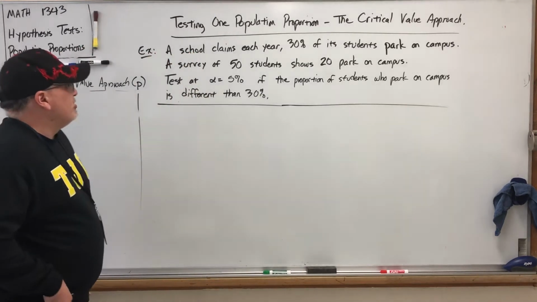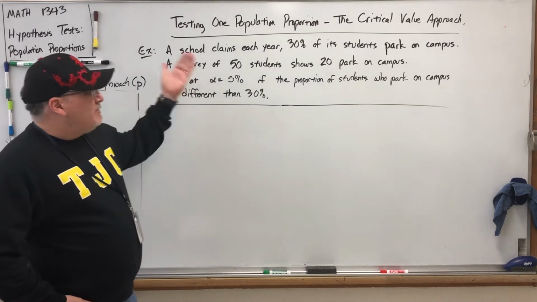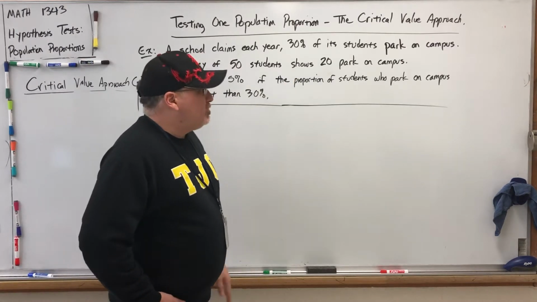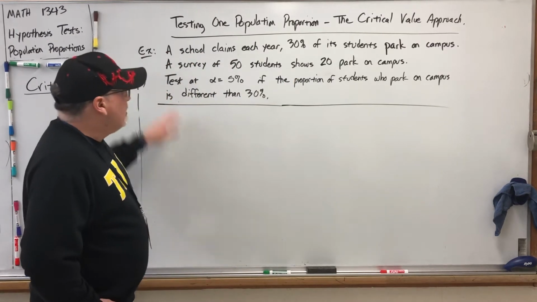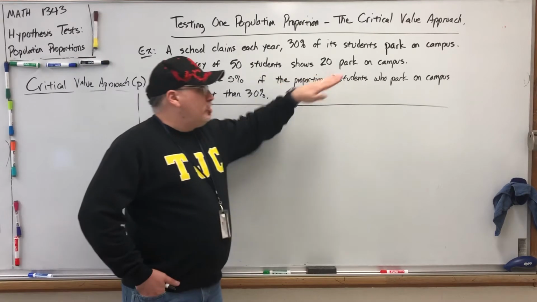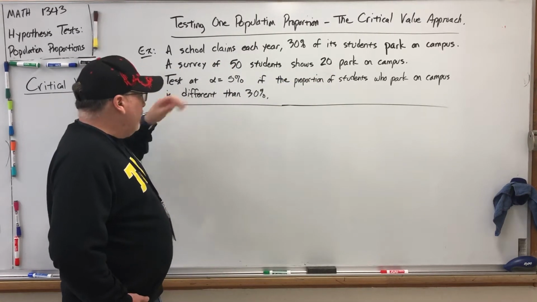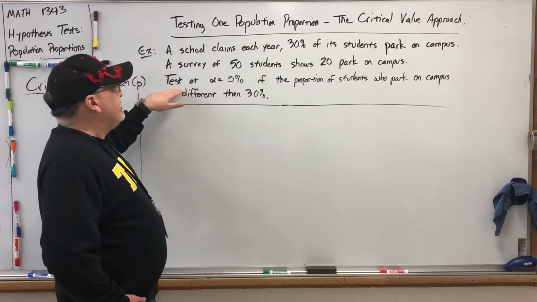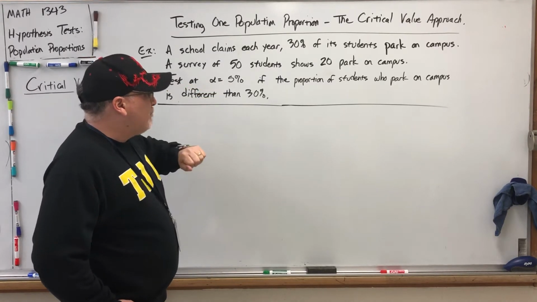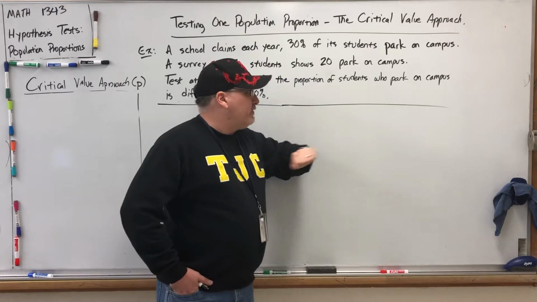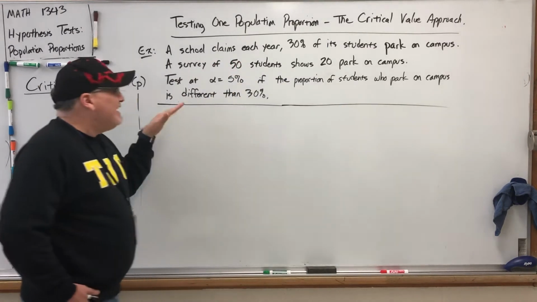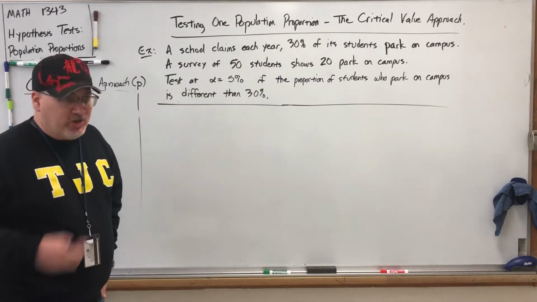So let's take a look at this situation. A school claims each year 30% of its students park on campus. A survey of 50 students shows 20 park on campus. Test at alpha equals 5% if the proportion of students who park on campus is different than 30%.